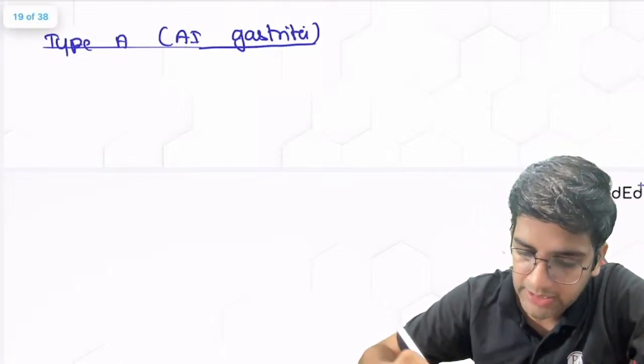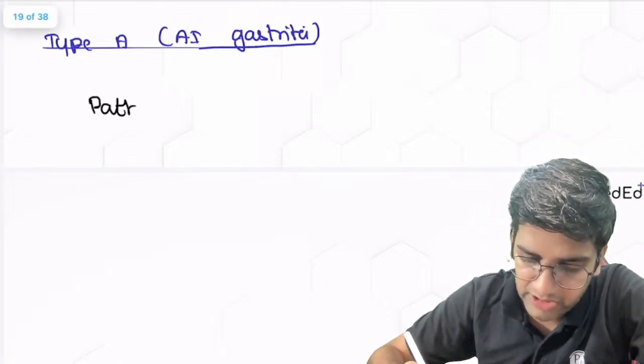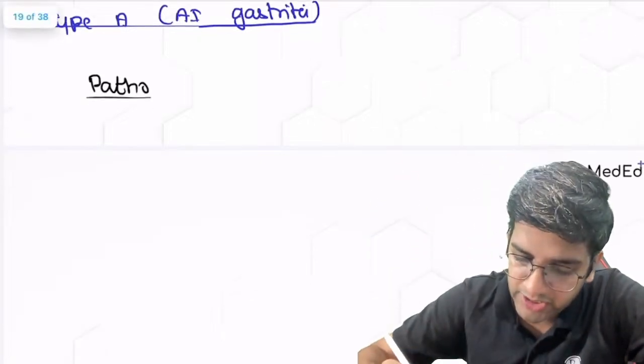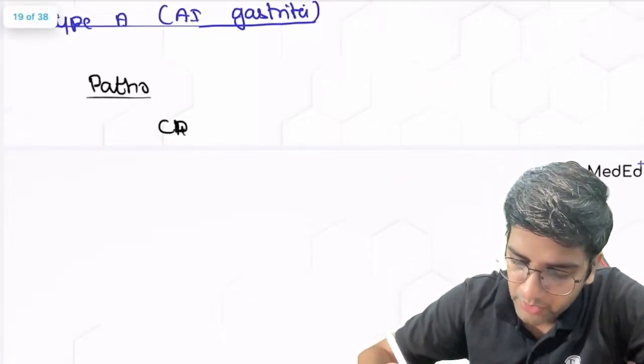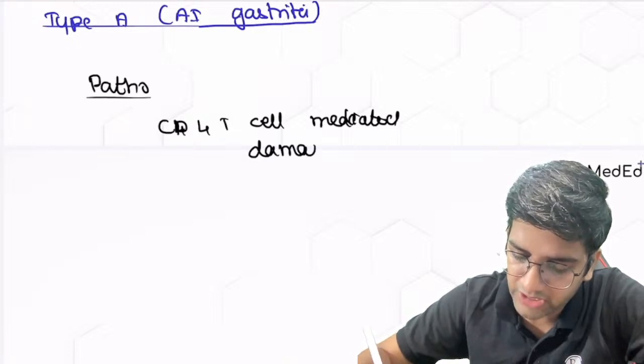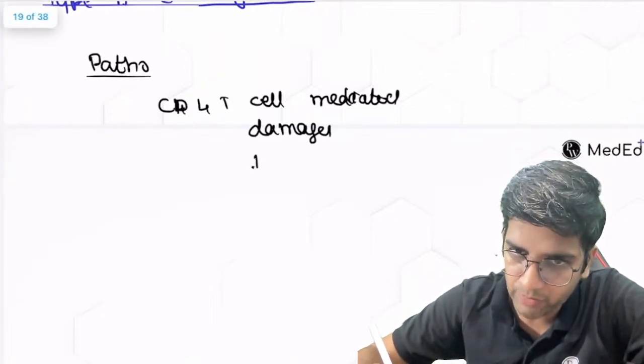In pernicious anemia, the pathogenesis, I want you to listen carefully. Please listen. Otherwise, you might miss it whenever an MCQ point comes. Initially, it's CD4 T cell mediated destruction or damage to your gastric epithelium. Okay, it damages your parietal cells.